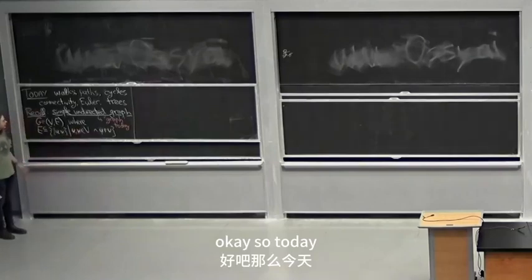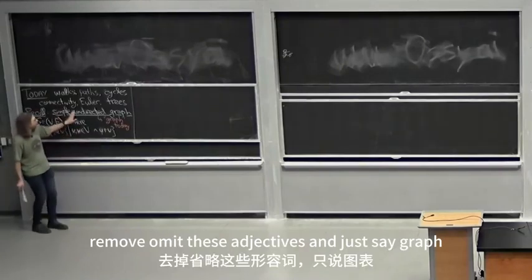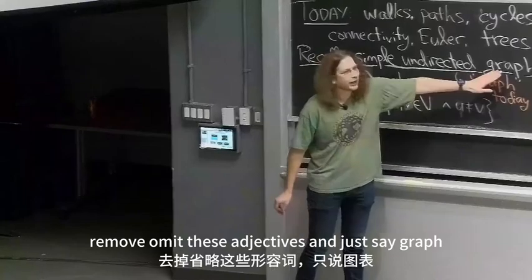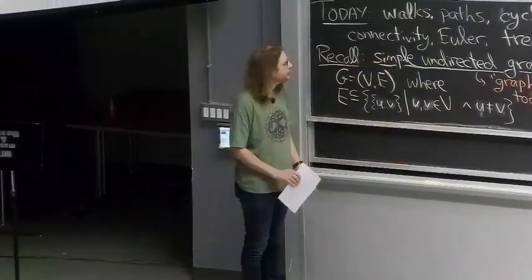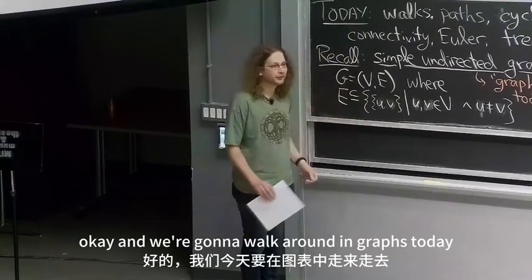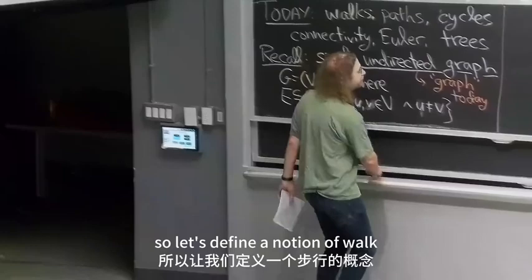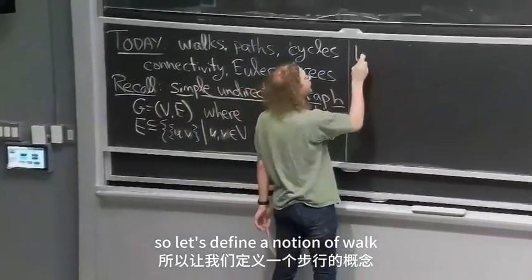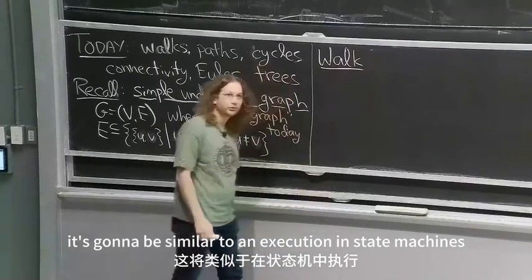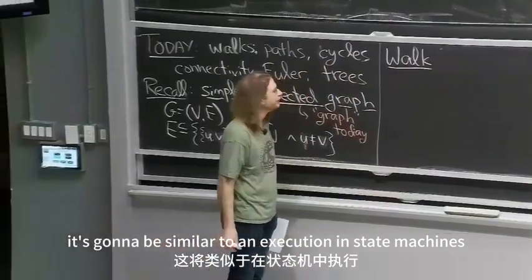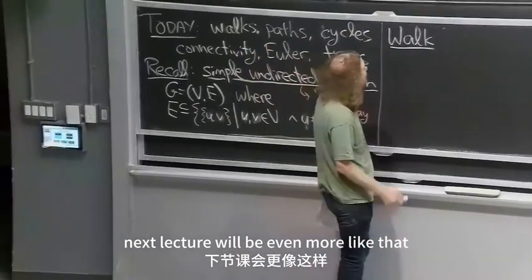Okay, so today I'm just going to omit these adjectives and just say graph. But whenever I say graph today, I really mean simple undirected graph. Okay, and we're going to walk around in graphs today. So let's define a notion of walk. It's going to be similar to an execution in state machines. Next lecture will be even more like that.